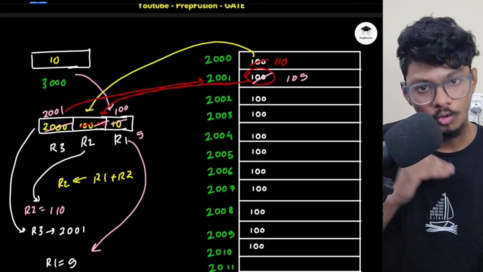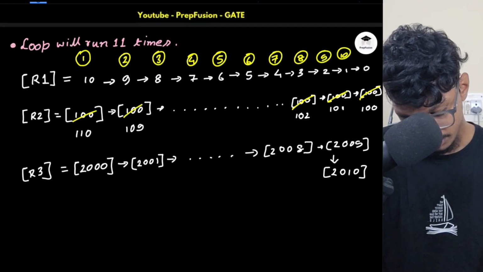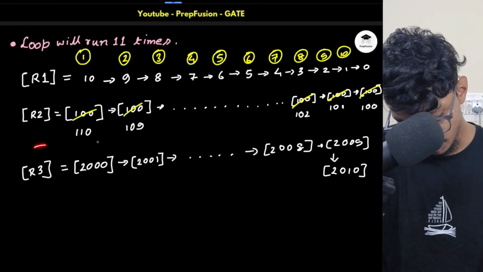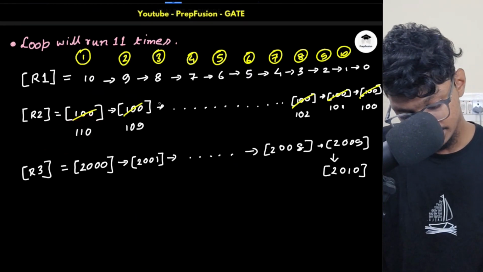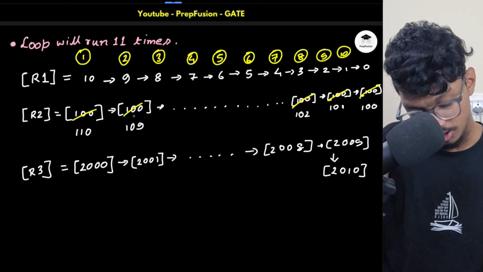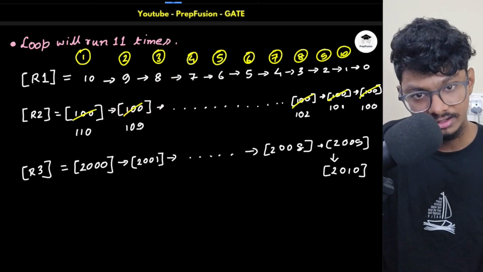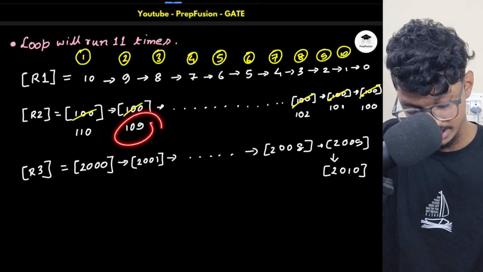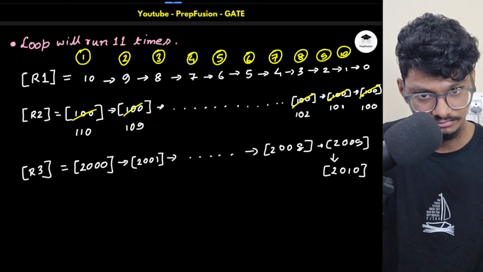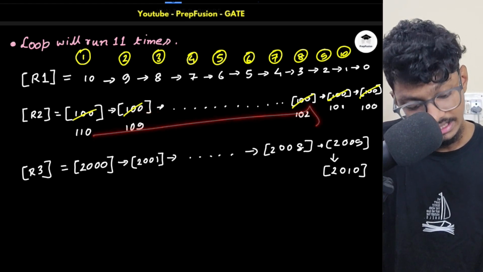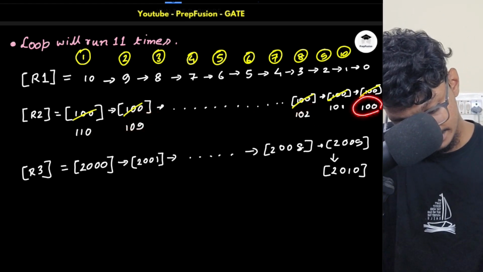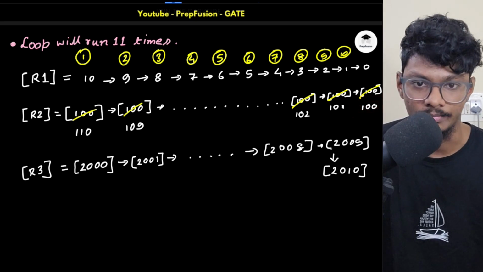Like this it will go on. Each time R2 will be 101, then again R2 will be stored with 100, then I will update it with R2 plus R1, that is 109. Again I will go on like this. If I go on like this, at the 10th cycle what will happen?